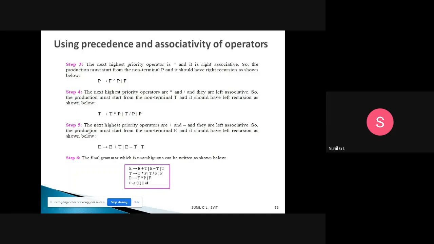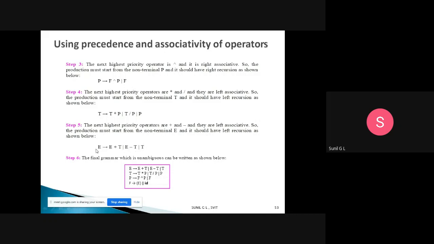The next step, next highest priority, is plus and minus. It is also left associative, so the production must start from non-terminal E and it should have left recursion. Here E tends to E plus T. Why are we using E on the left side? Because this is left associative and it should be written with left recursion. So E plus T, or E minus T, or it will be T.